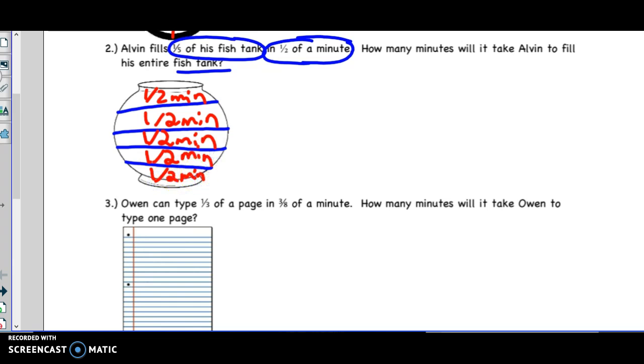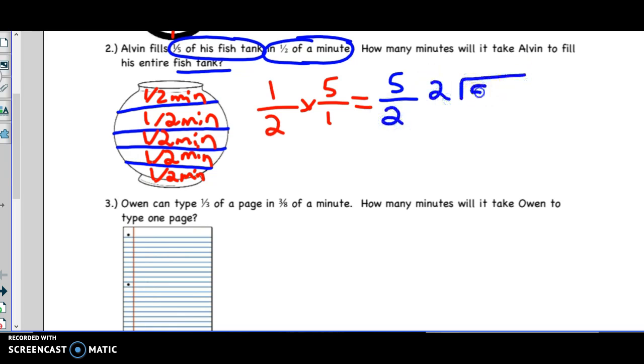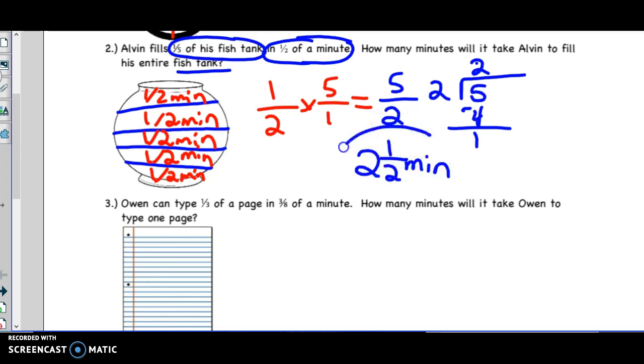And so now to solve this problem, I wrote 1/2 5 times. So 1/2 times 5. When I multiply the numerators, I get 5. Multiply the denominators, I get 2. Change it into a mixed number. 2 can go into 5 twice. And I have a remainder of 1. Therefore, my answer is 2 and 1/2 minutes. That's how long it would take to fill up the entire fish tank.